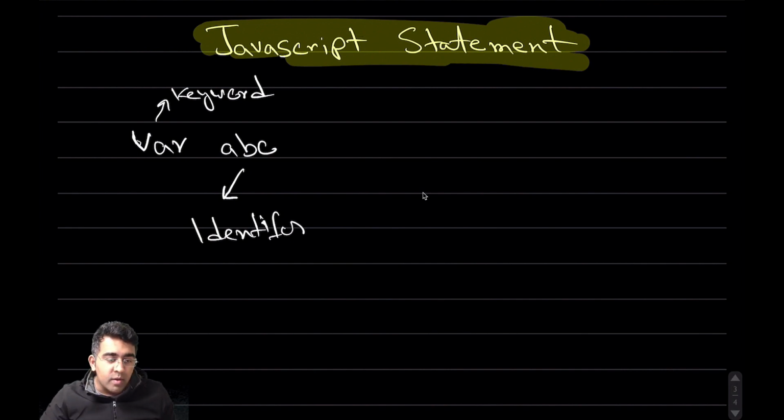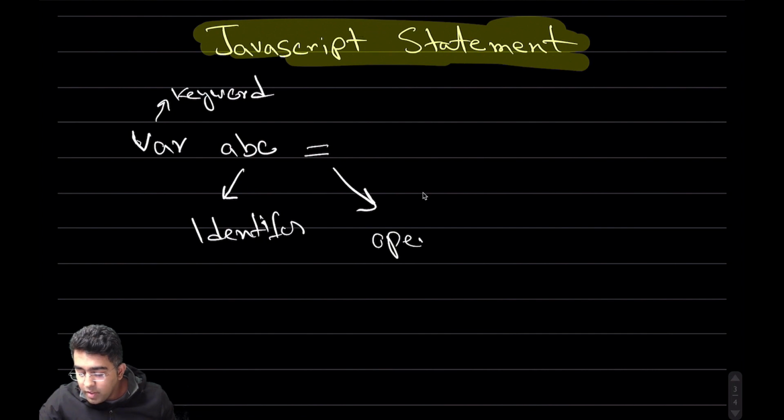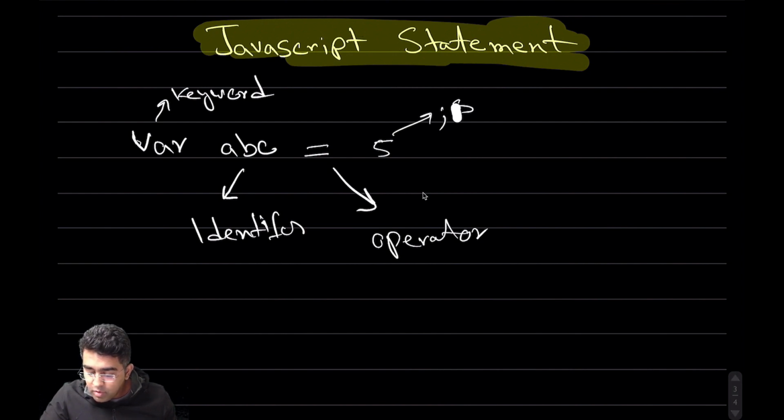Now this is another example of a keyword. Now we have the equal sign. This is an example of an operator. So we say operator. Now we have an example of a value, which is 5. And I'm going to remove this.